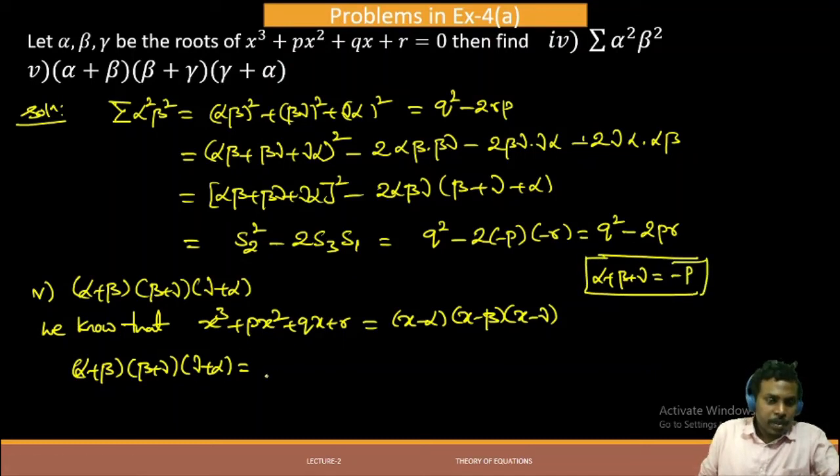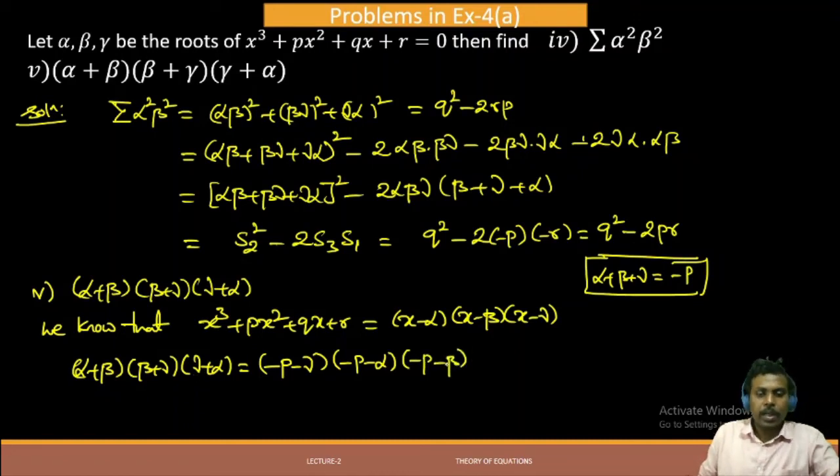Okay, so this becomes what? Alpha plus beta is what? Minus p minus gamma into beta plus gamma is what? Minus p minus alpha, and gamma plus alpha is minus p minus beta actually.